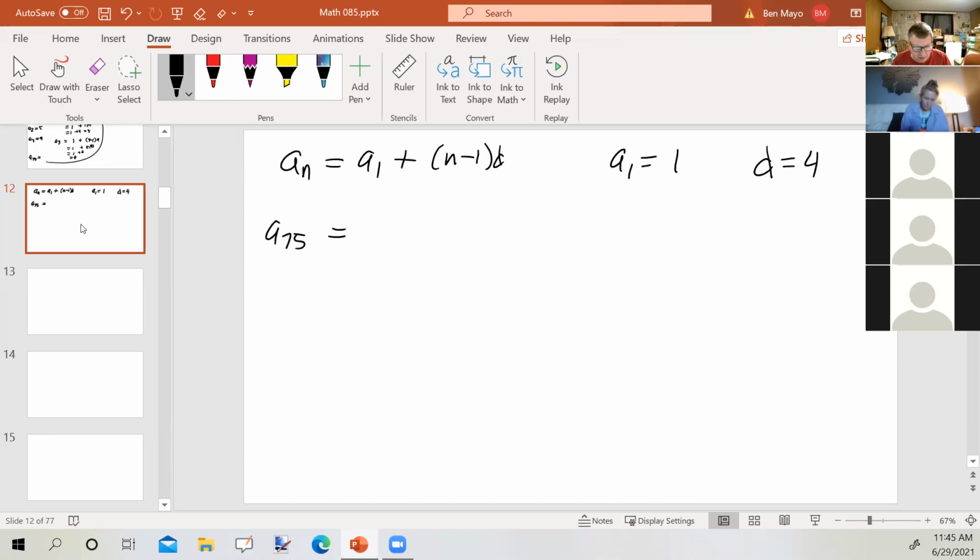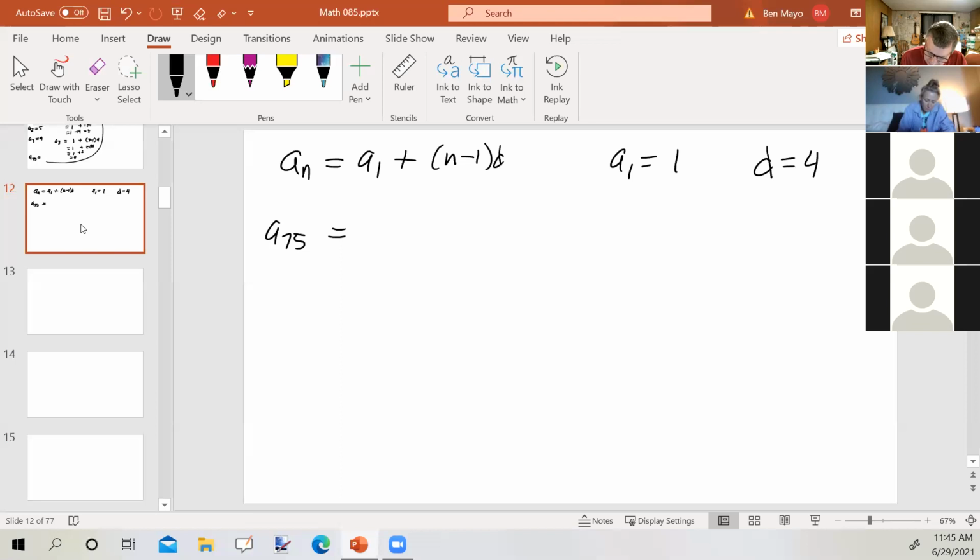That information was given. Will they always give you what d equals? No, sometimes you will figure it out. But remember how you can figure it out? You take any term in the sequence minus the previous term. So it's going to be a case of where they're going to give you some of the information, and we're going to use that to find the rest of the information. Welcome to algebra, right?